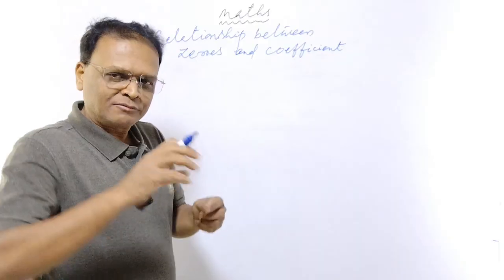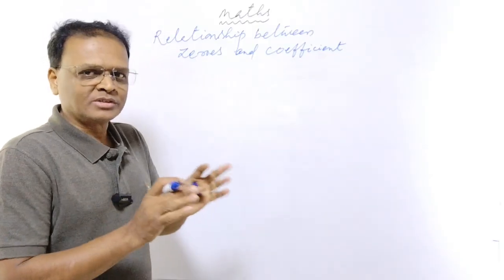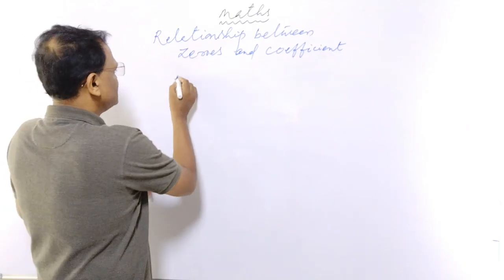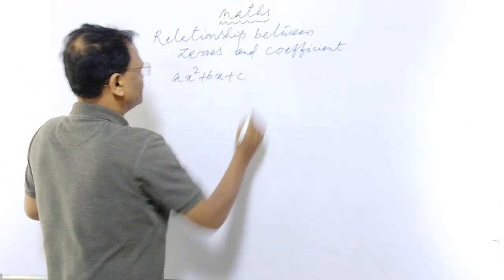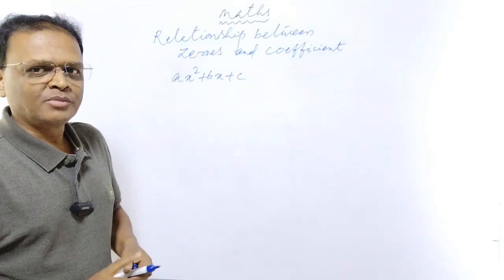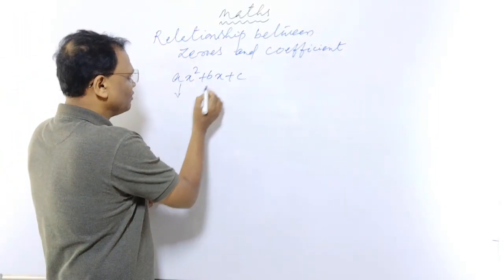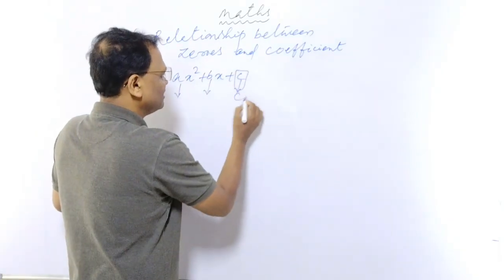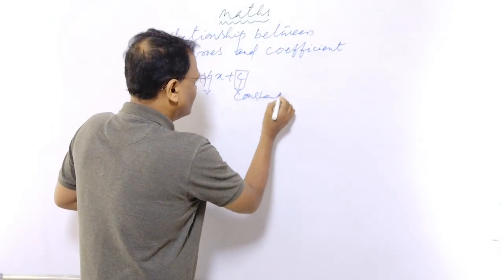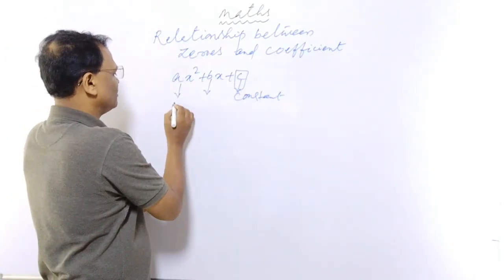First, I'll mention the formula. Which formula is required for this relationship between zeros and coefficient? This is ax square plus bx plus c. This is the quadratic polynomial. These are called the real coefficients. Especially this is called the constant, which is independent of x. There is a constant, and these are called the coefficients.